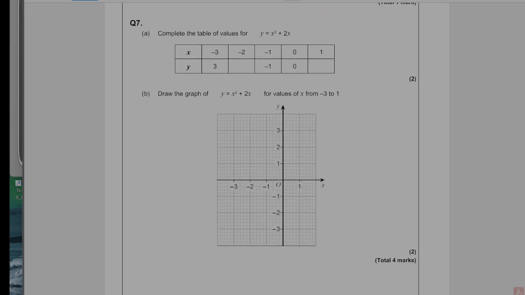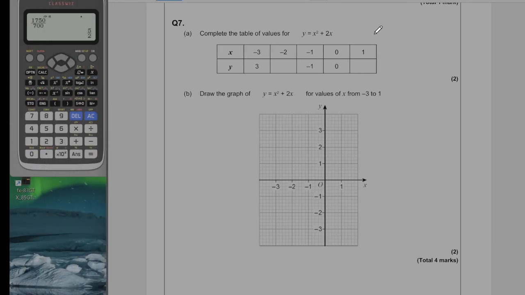Okay, question 7. Complete the table of values for y is equal to x squared plus 2x. So I'm going to use the table function on my calculator. There's nothing wrong with typing each of these in separately, but the table function is quite useful if you are used to using it. It gives you the option of typing in two equations.